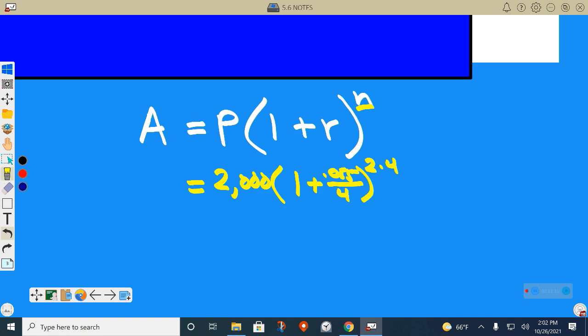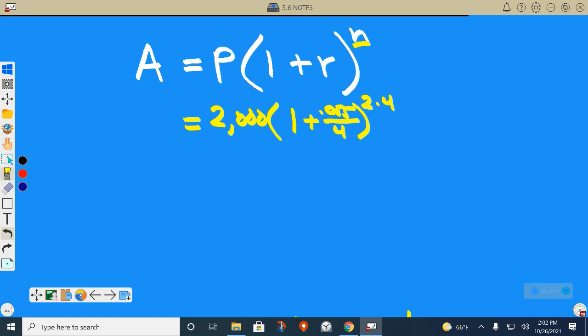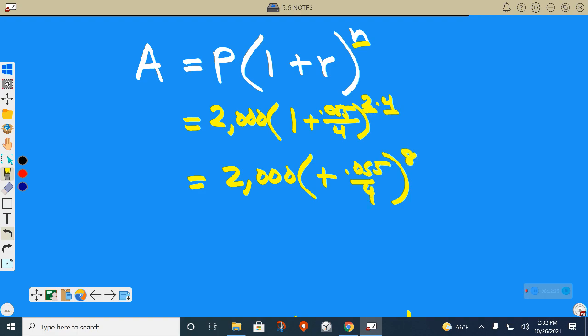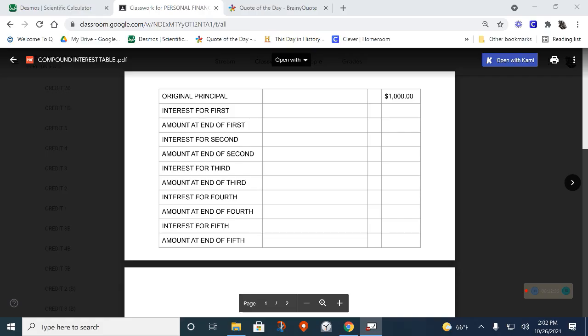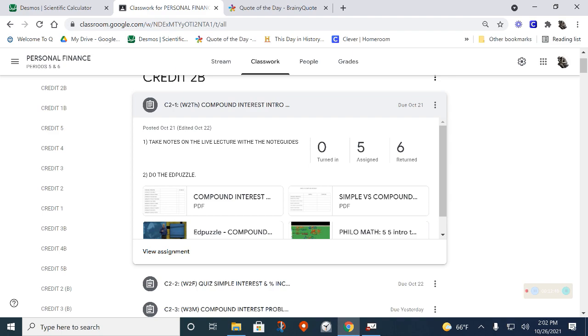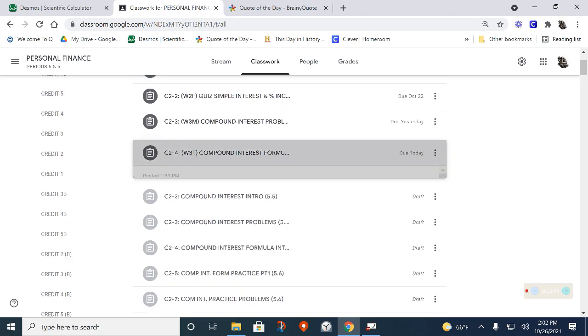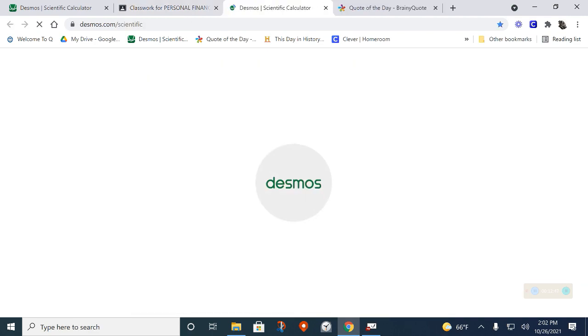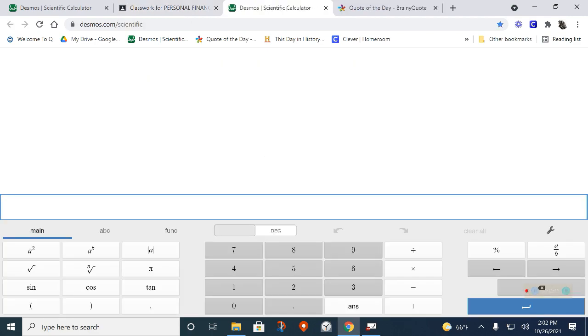So check it out. Let me simplify this a little bit. 2,000, parenthesis, 1 plus 0.055 divided by 4, all to the 2 times 4 power, which is just the 8th power. We're not going to do all this math in our head and use a bunch of paper. We're going to let the calculator do all that work. Watch. It's beautiful. So the scientific calculator is on C24. Right here, today's assignment, it's the Desmos calculator. You're going to bust that out.